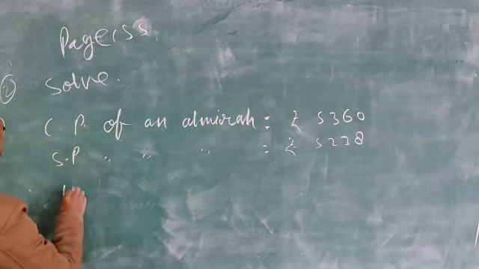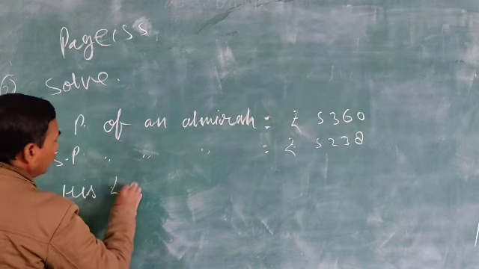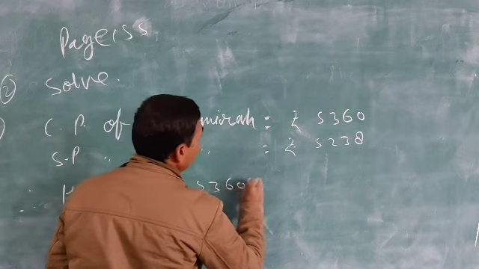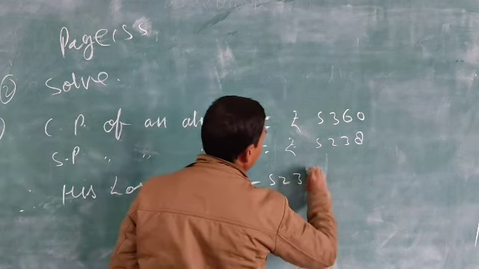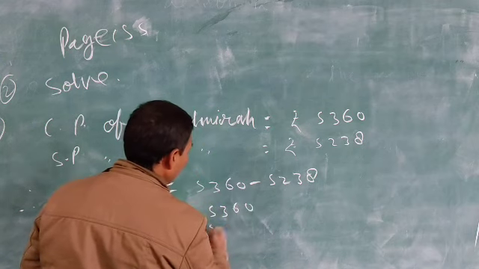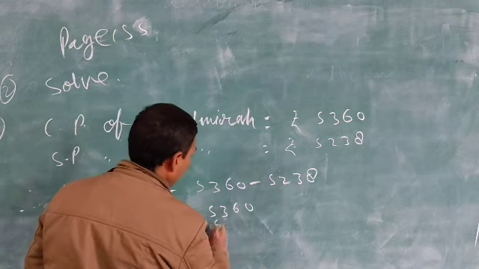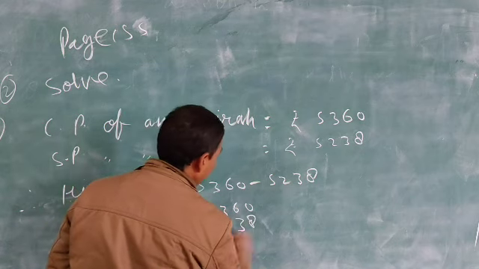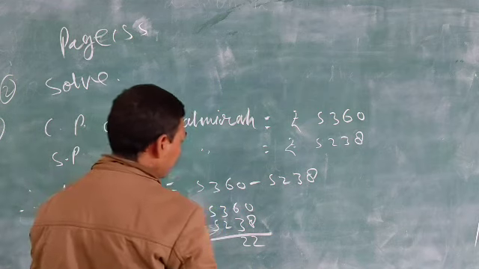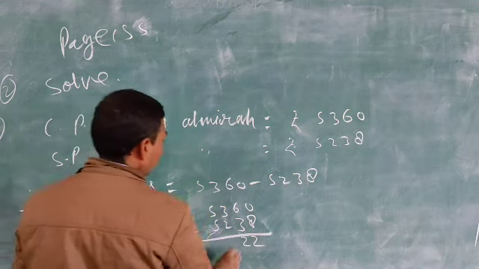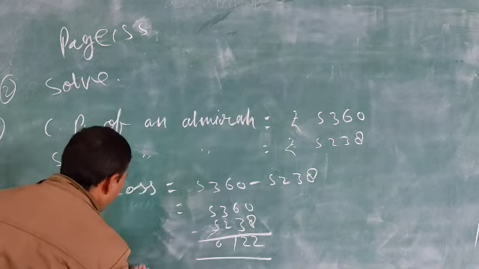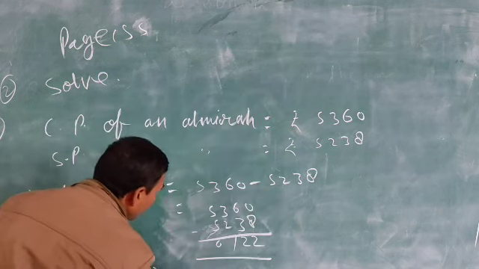So therefore this loss is 5,360 minus 5,238. We can subtract: 10 minus 8 is 2, 5 minus 3 is 2, and here 3 minus 2 is 1, 0. That is, our answer is rupees 122.